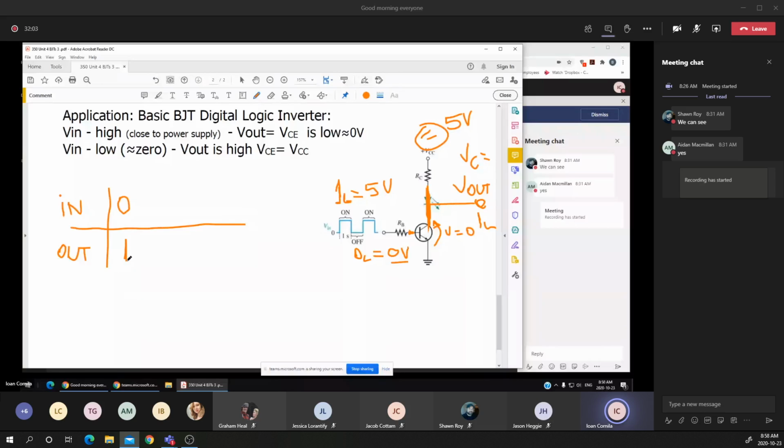What does an inverter mean? The output is 180 degrees out of phase with the input. Again, 0 volts on the input, it will have 5 volts on the output. That's an inverter or an inverse function. Now, suppose that I'm applying one logic on the input. If the input is one logic, it means that I'm saturating the transistor, the voltage between the collector and emitter is 0, which means that the output becomes 0.